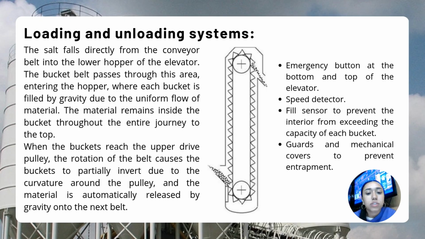When the buckets reach the drive pulley, the rotation of the belt causes the buckets to invert around the pulley, and the material is automatically discharged by gravity onto the next belt. A speed detector with a sensor detects when the load exceeds the capacity of the bucket. Finally, there are metal covers to prevent spillage.